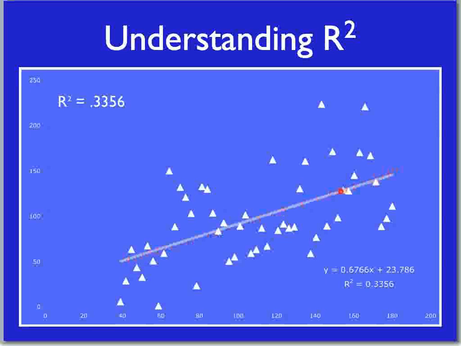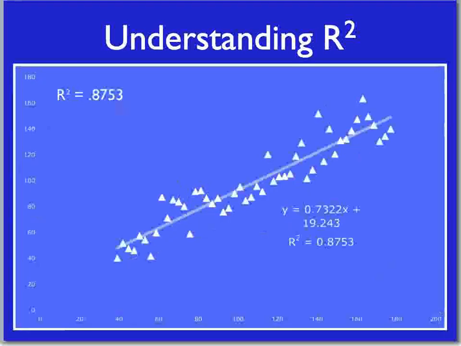That line has the formula y equals 0.68x plus 23.8. But it doesn't come very close to fitting all of these data points. And you see that r-squared is a lot less than 1. It's about a third.